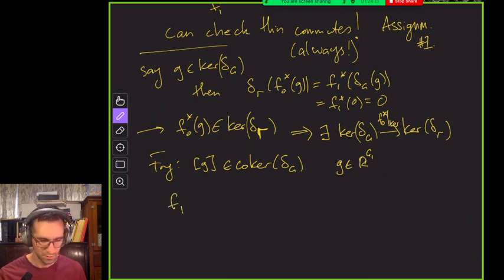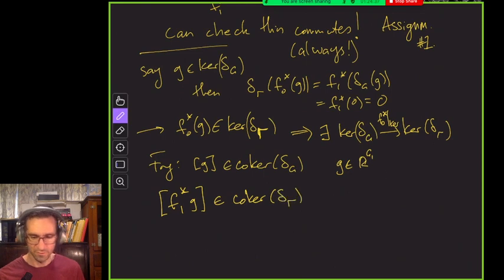Let's look at what F1 star of G is inside the co-kernel of delta gamma. Well, that's something you can do, right? I've picked something in the co-kernel of delta G, chosen a representative little g as a function from G1 to R, pushed it across by F1 star, and then look what that looks like in the co-kernel.